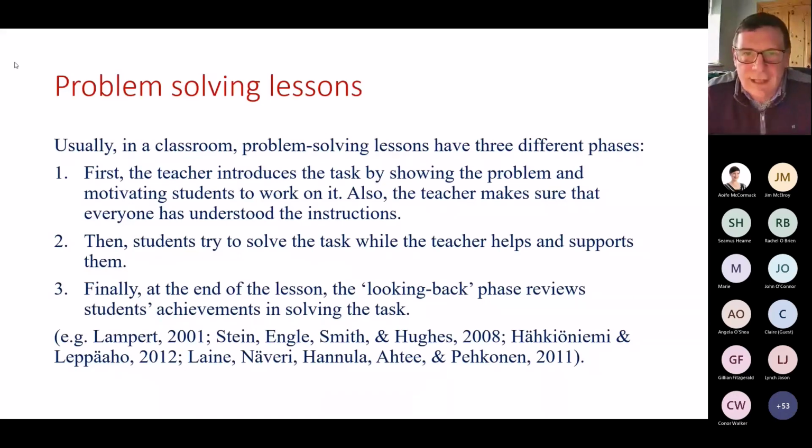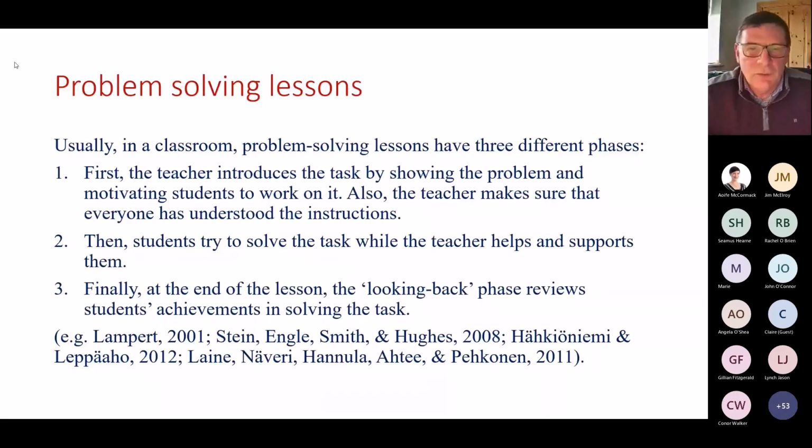So you could, for example, ask them to underline keywords, ask them to underline words that they don't understand, ask them to ask questions about the problem, and so on. So starting off the problem-solving lesson is the key part of it, because we don't want to lose them at that stage. Then students try to solve the task while the teacher helps and supports them. And then finally, at the end of the lesson, the looking back phase reviews students' achievements in solving the task.